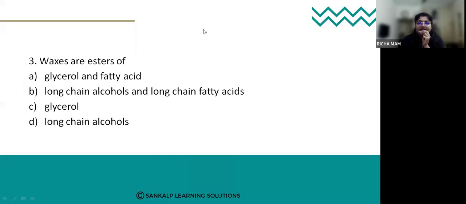Waxes are the esters of long chains of saturated and unsaturated fatty acids. Along with that, monohydric alcohols are also present. So yes, B is the correct answer: waxes are esters of long chain alcohols and fatty acids. Next question.